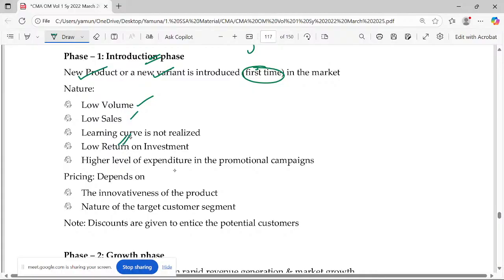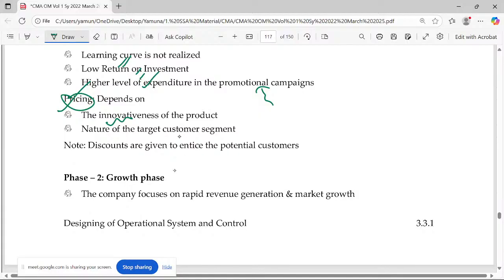Learning curve also will not be realized, so you'll not be talking about much profit. Low return on investment. A higher level of expenditure will be there because you have to promote your product, advertisement and other things. And it depends on the innovativeness: how are you going to fix the pricing? How far a product is innovative, that's how we can fix the pricing. And the nature of the target customer segment. And discounts have to be given to potential customers. You have to give some discounts so that I'll try to buy it.